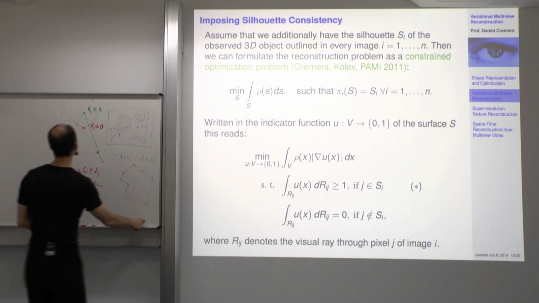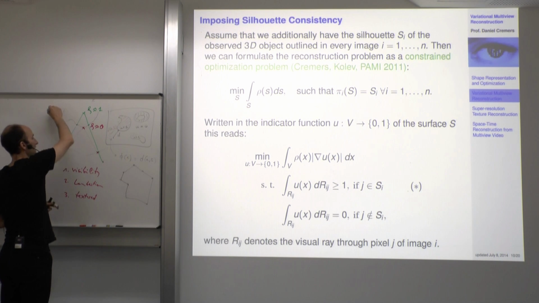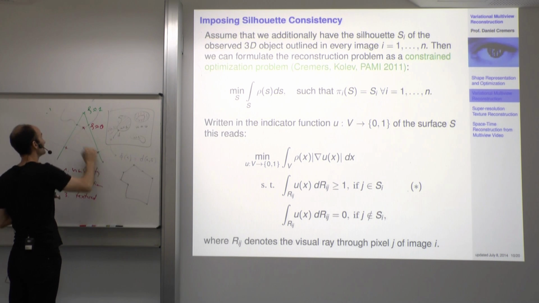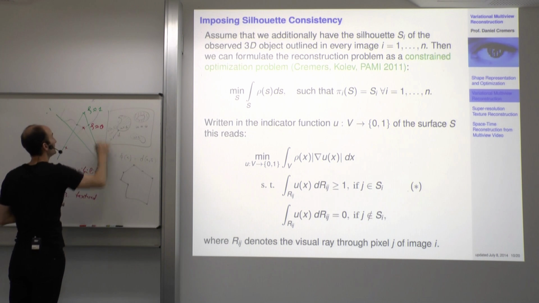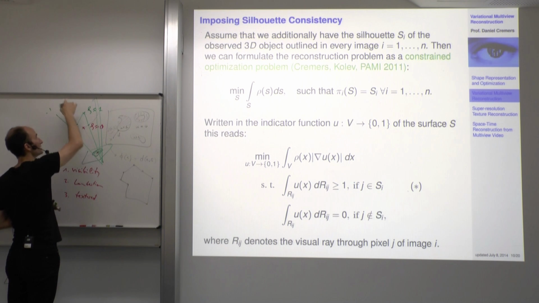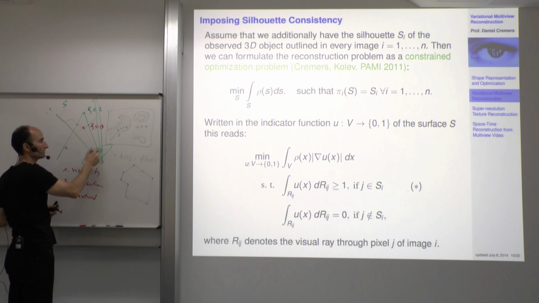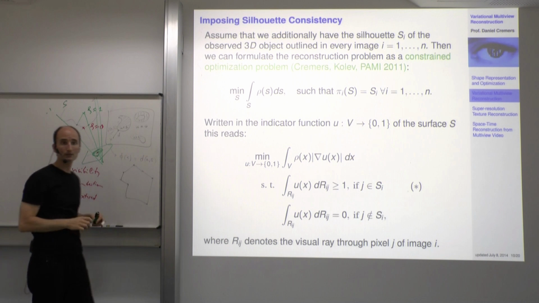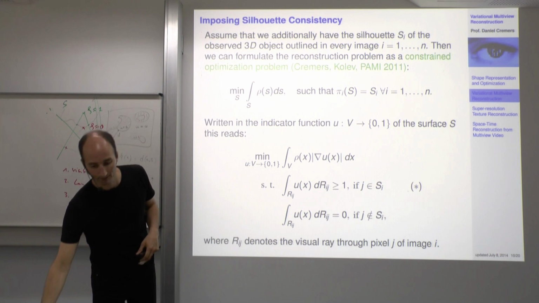That is to say, if I take this object and if I project it into the image, then the projection of the surface should match the silhouette in the image here. If this is the input image, I have the silhouette area, and I know once I project this surface S onto the image, it should be consistent with the silhouette I observe.